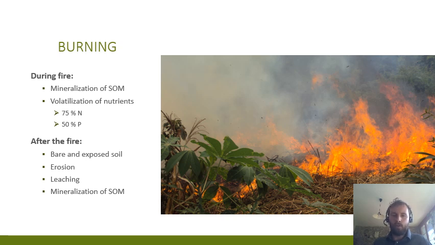Even the nutrients that stay will be available, and this is why you will get a good yield just after the fire, but in the long run you will have lost almost everything. And after the fire, you have a high erosion because of bare and exposed soil. You also have high leaching because of this, and you also have high mineralization because you have contact with the air in the absence of cover.